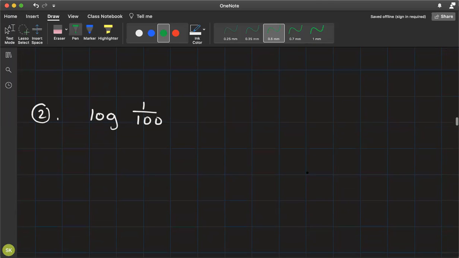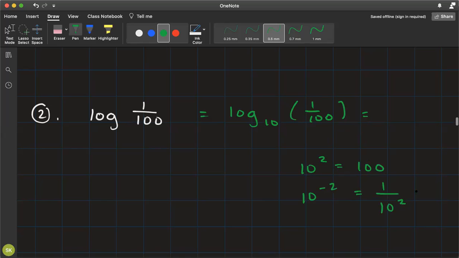What's log of 1 over 100? Again, this is log base 10 of 1 over 100. So 10 to what power gives me 1 over 100? Well, I know 10 squared will give me 100, but how do I get 1 over 100? Well, I have to put a negative with that 2. This will be 1 over 10 squared, which is 1 over 100. So this is negative 2. Remember, a logarithm is the exponent, what you're putting on top of this base here. So your answer is negative 2.